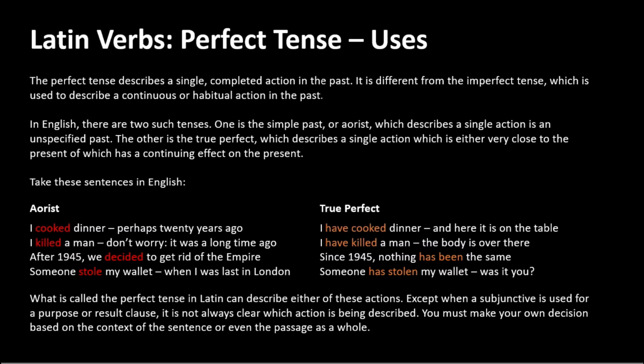Except when a subjunctive is used for a purpose or result clause, it is not always immediately clear which kind of action is being described. You must therefore make your own decision based on the context of the sentence, or even based on the passage as a whole.